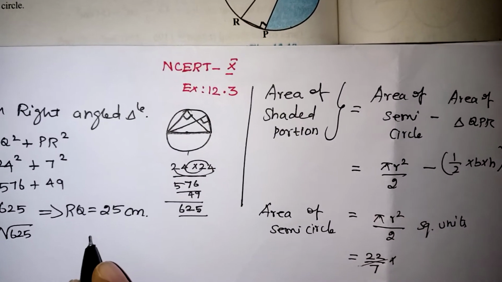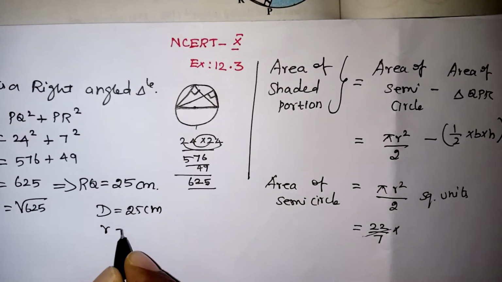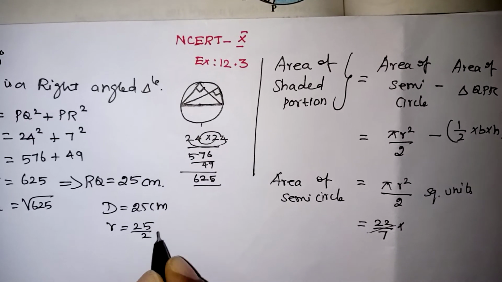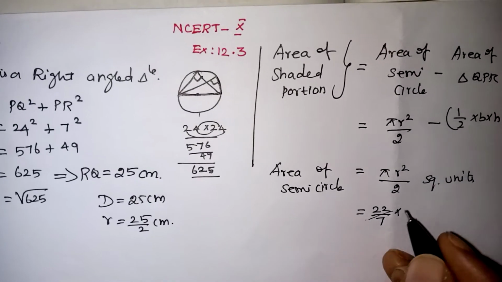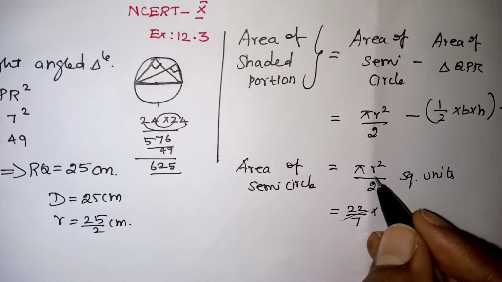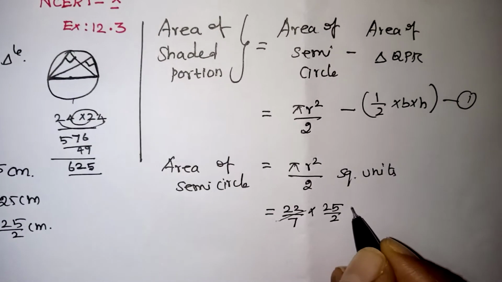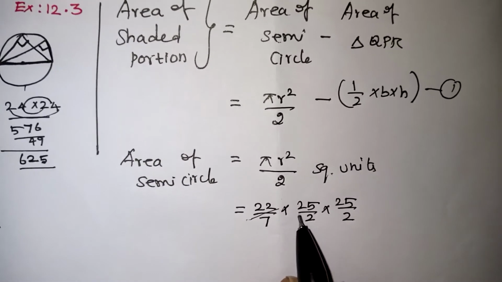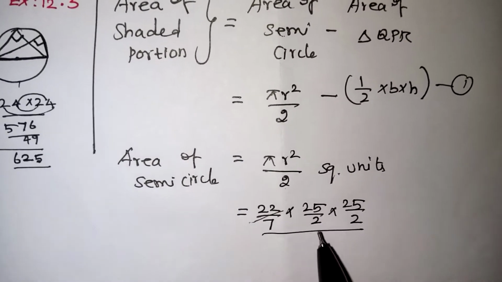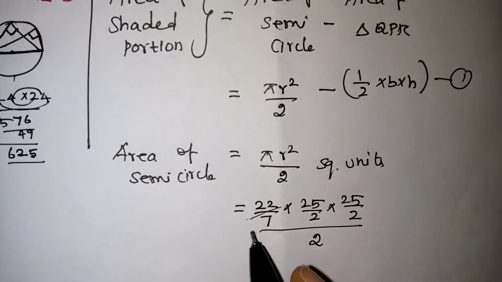So here I am just writing it. Diameter is equal to 25 centimeter and definitely radius is equal to 25 by 2 centimeter, we can say that because radius is equal to diameter by 2. So let's substitute here. R squared, the R value is 25 by 2 multiplied by 25 by 2, two times we should write it. This is the pi value, this is R squared, and divided by this 2 should be written here. Without forgetting, please write it. Now this is square unit.